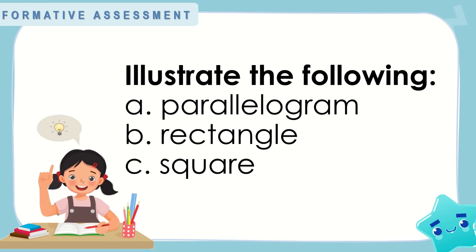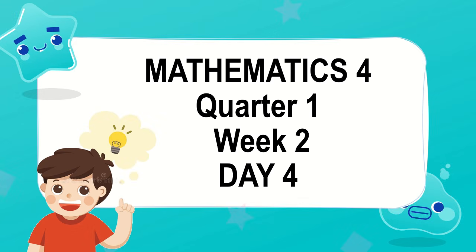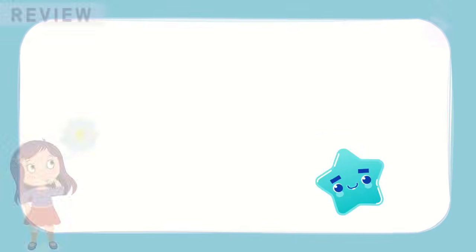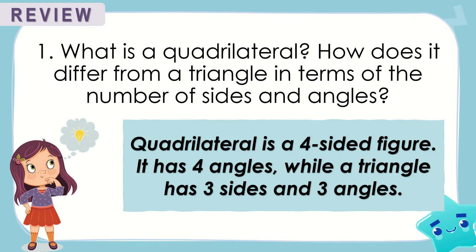Illustrate the following: parallelogram, rectangle, and square. For day 4. What is a quadrilateral? How does it differ from a triangle in terms of the number of sides and angles? Quadrilateral is a four-sided figure. It has 4 angles, while a triangle has 3 sides and 3 angles.